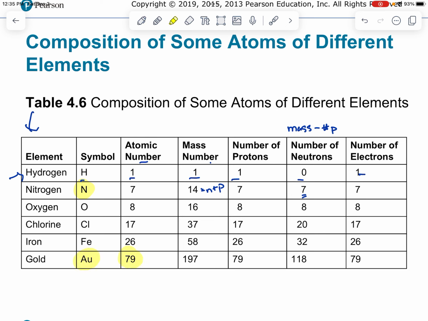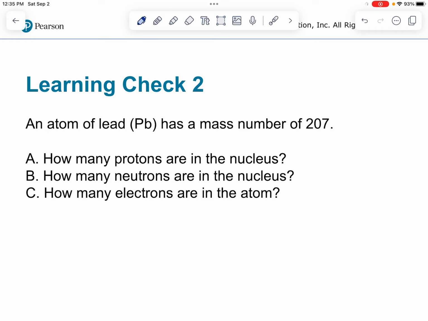Okay, an atom of lead has a mass number of 207. How many protons are in the nucleus? Well, what I would do is go look on the periodic table and find lead, Pb. It is atomic number 82, and because it's atomic number 82, it has 82 protons. How many neutrons does it have? Well, it's going to be the mass number minus the number of protons, and that is going to be 125 neutrons. And the number of electrons is going to be the same as the number of protons, so 82.